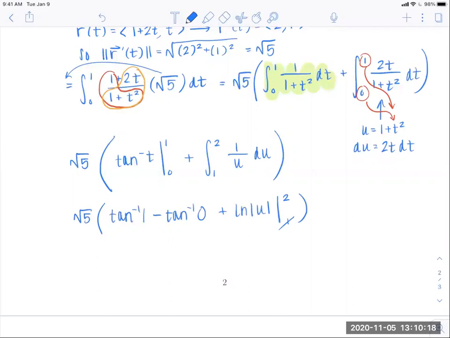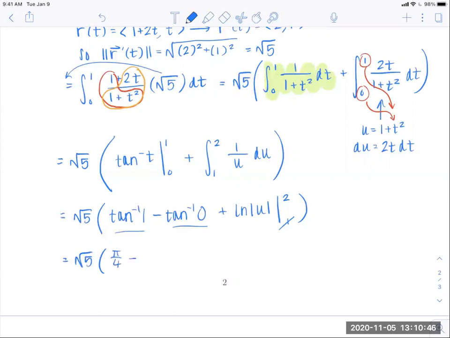And so then let's take a look here at these tangent functions. What is tangent inverse of 1? So you need to ask yourself, what radian value from 0 to pi gives me a tangent of 1? And so that happens at pi over 4 because the sine and cosine value are equal. Namely, they're equal to root 2 over 2. And so what I get here is square root of 5 times pi fourths.